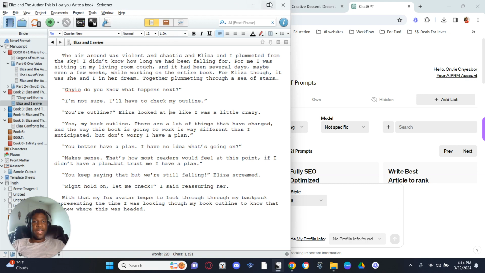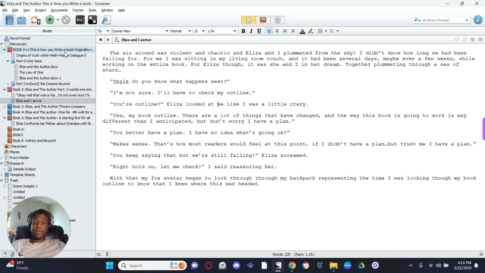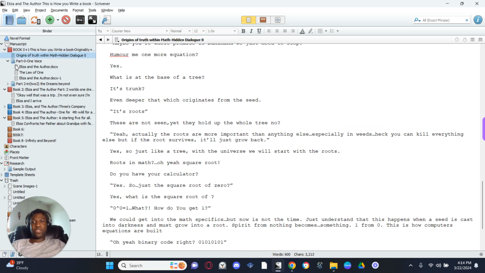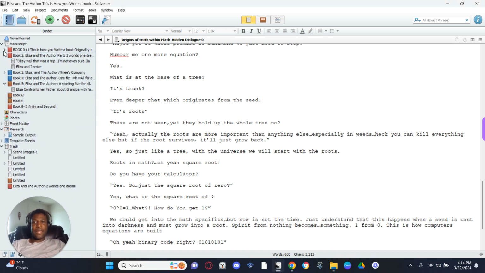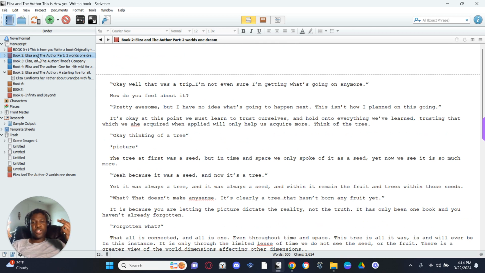The first thing I use to write is Scrivener. I think it's one of the best word processors out there. If you guys want a tutorial on how to use Scrivener, let me know and I will absolutely make it. Scrivener basically allows me to organize my books however I need. It's super powerful. Right now, the book I'm working on is book two of Eliza and the Author, Two Worlds, One Dream.